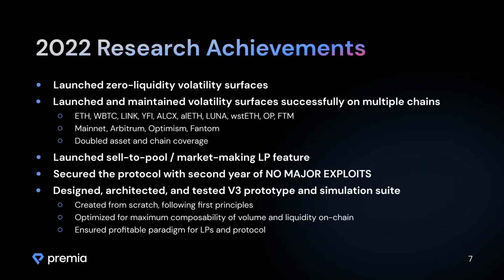So what have we achieved in 2022? We have been very busy over the past year progressing the protocol. We launched zero liquidity volatility services and have maintained them successfully on multiple chains, including Mainnet, Arbitrum, Optimism, and Fantom, doubling our asset and chain coverage from the beginning of the year.